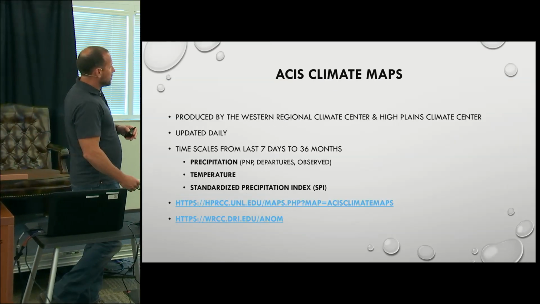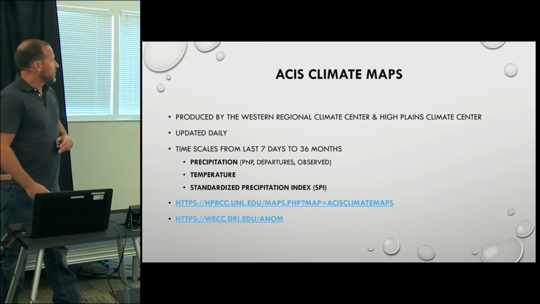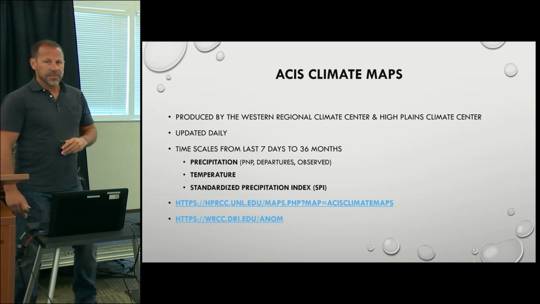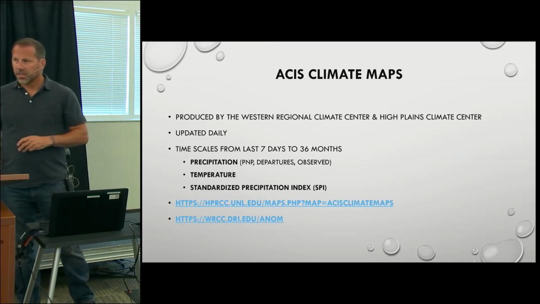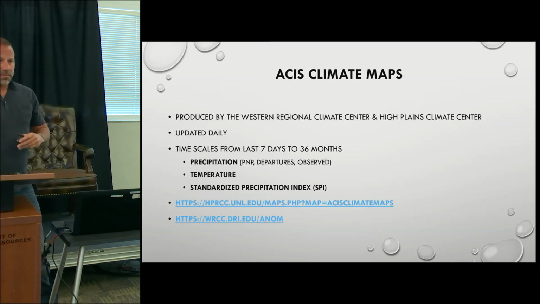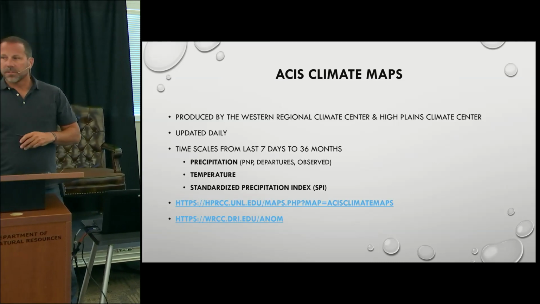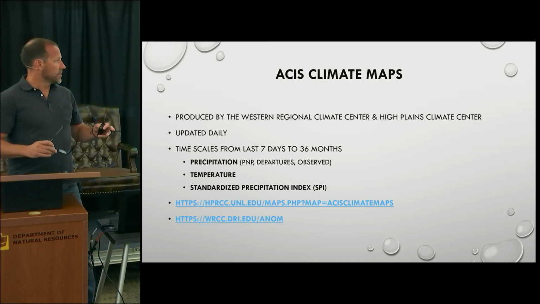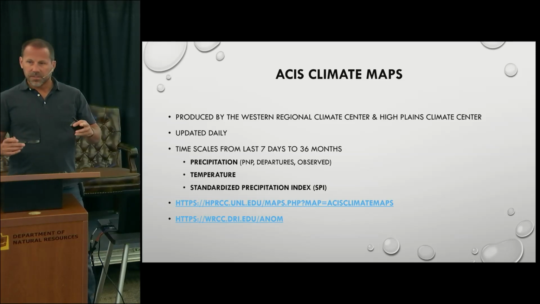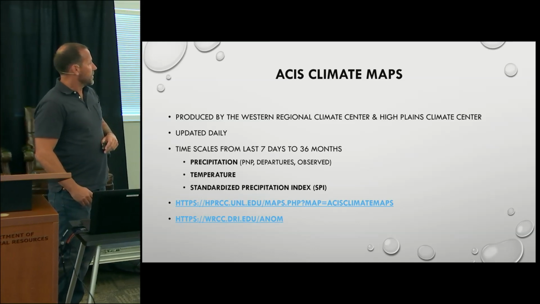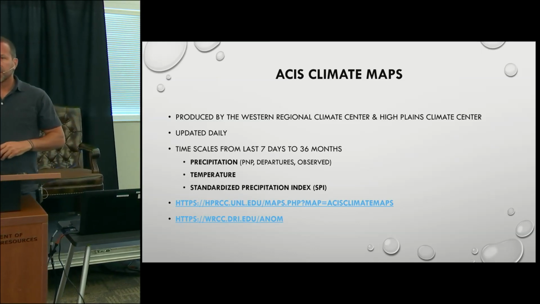So for the western US, we like to use a lot of the ACIS climate data, and ACIS is the data set that's used by the regional climate centers. And that data comes out of my office at the Western Regional Climate Center as well as the High Plains Climate Center. Each of our offices do something a little bit different with the ACIS data. The data is updated daily.